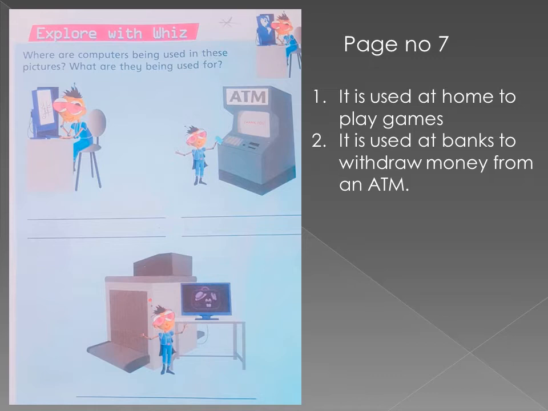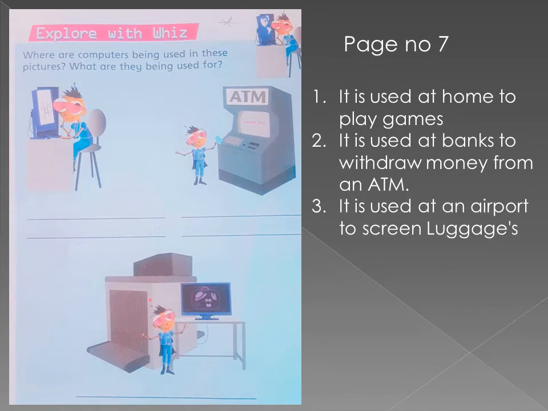In the third picture, there is a box and there is a computer. And you can see a bag on the desktop. And Viz is standing over there. So, it is used at an airport to screen luggage. This is done. Now move on to the next page.